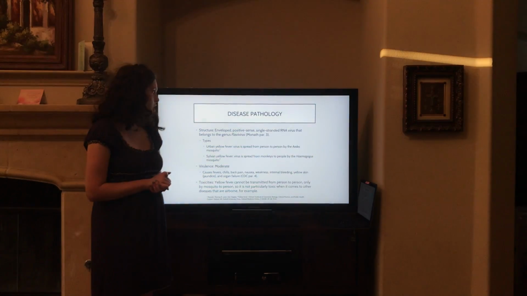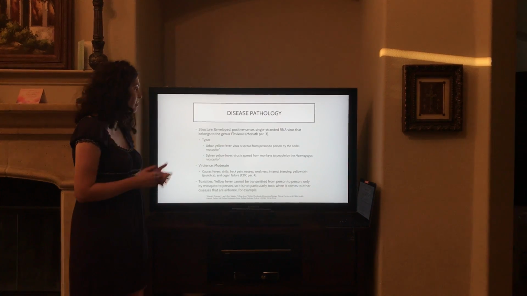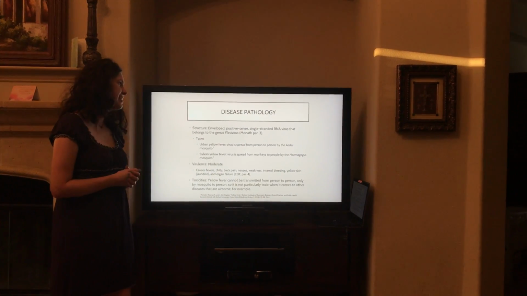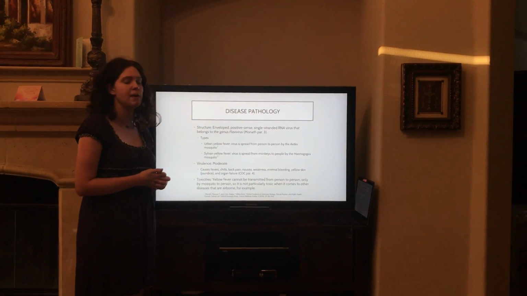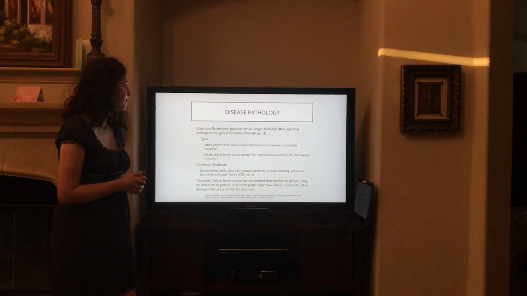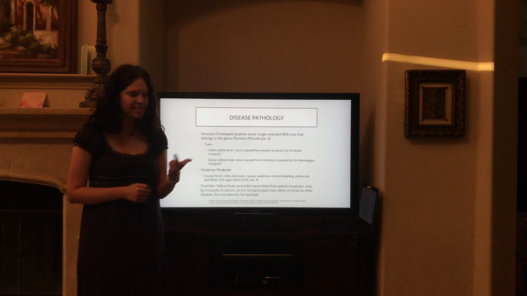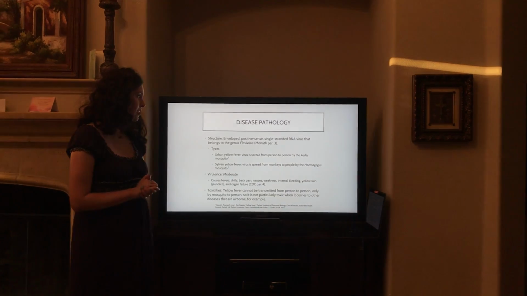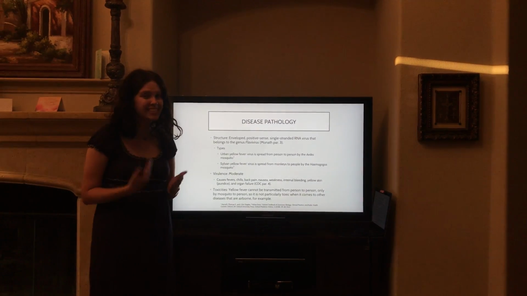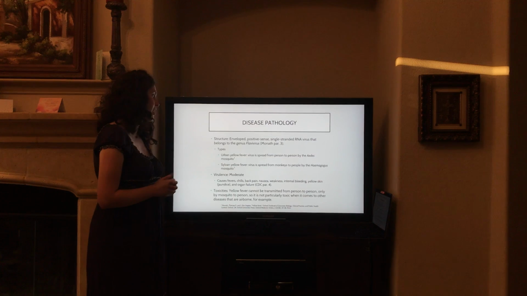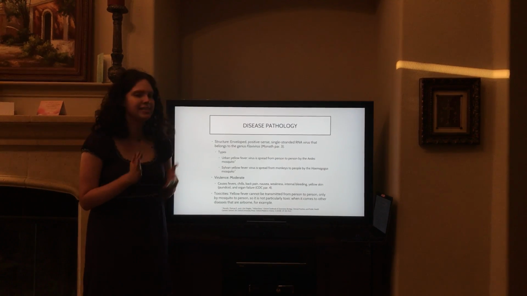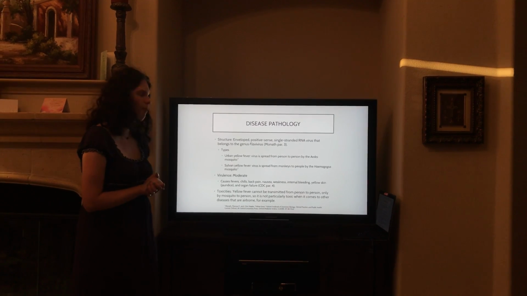So, the disease pathology. The structure: it is an enveloped, positive sense, single-stranded RNA virus that belongs to the genus Flavivirus. There are two different types of yellow fever, urban and sylvan. Urban yellow fever is spread from person to person by the Aedes mosquito, and the sylvan yellow fever is a virus spread from monkeys to people by the Haemogogus mosquito.